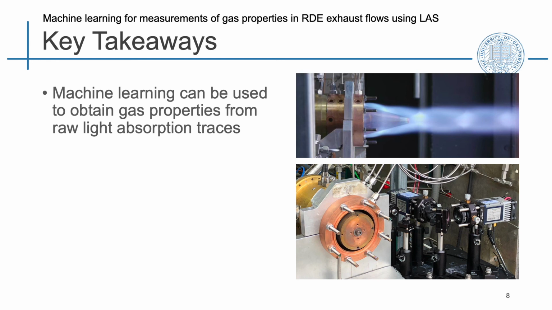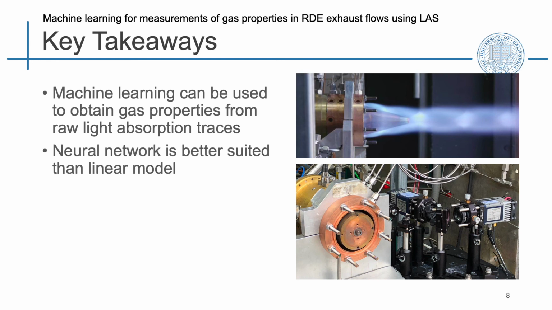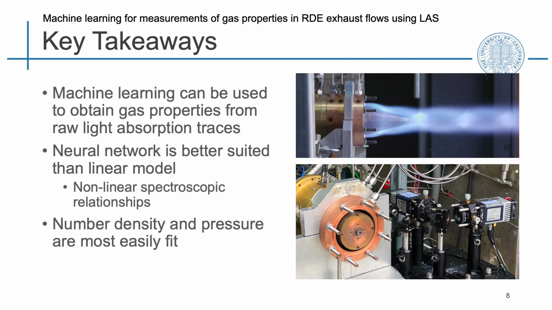In summary, we found that machine learning can be used to accurately obtain gas properties from raw light absorption traces. We also found that a neural network is better suited to this than a linear model. This is likely due to the several nonlinear relationships that exist between spectroscopic parameters and gas properties. We also found that number density and pressure are more easily fit than temperature. This is likely due to the fact that these two metrics are linear with respect to the data compared to the temperature, which has a nonlinear relationship to the data.